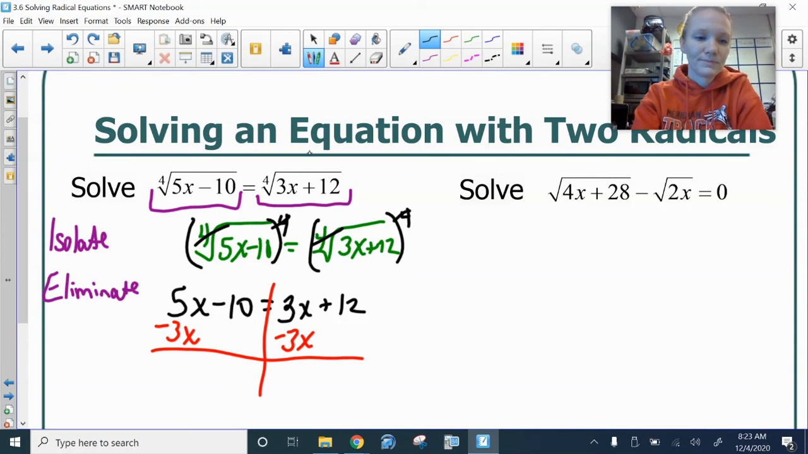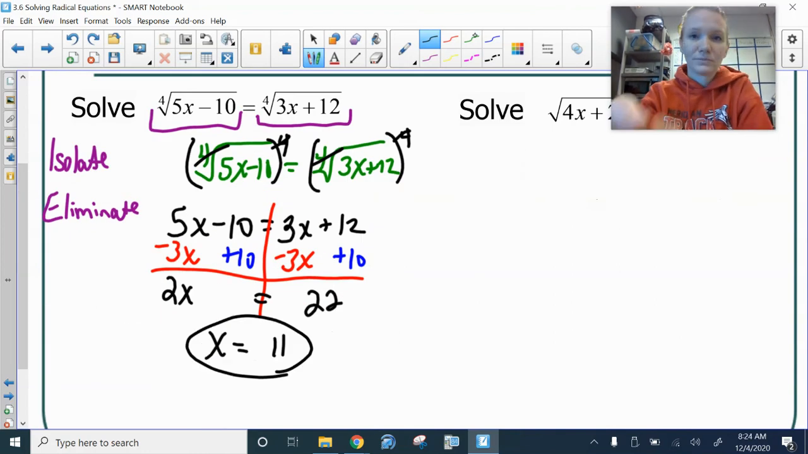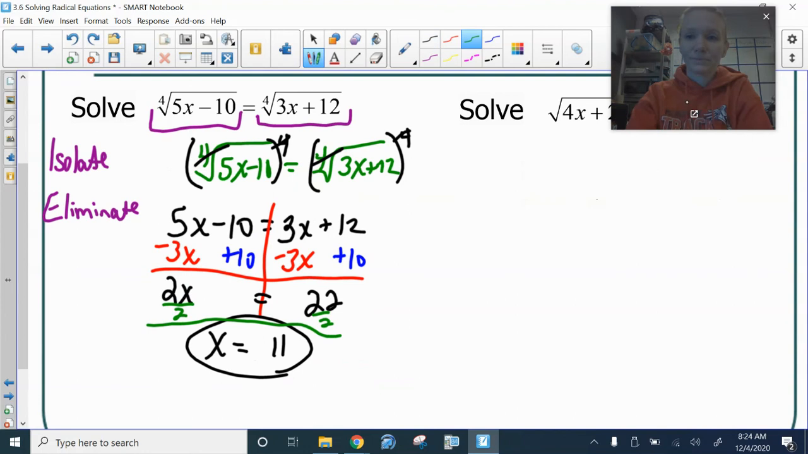Subtract my 3x, I get 2x. I'm going to go ahead and add my 10. So I get 22, which means that x is 11. I'm going to write divide by 2 here just so that we've got those little steps.